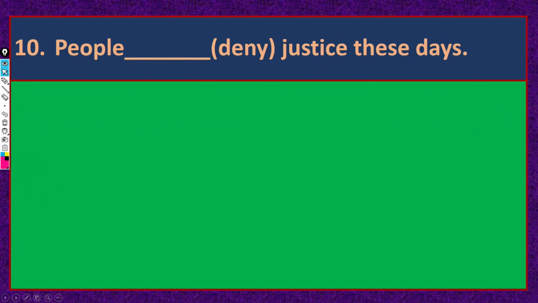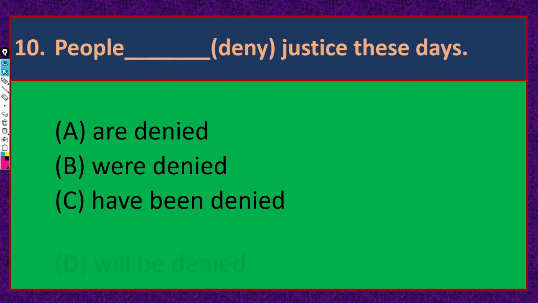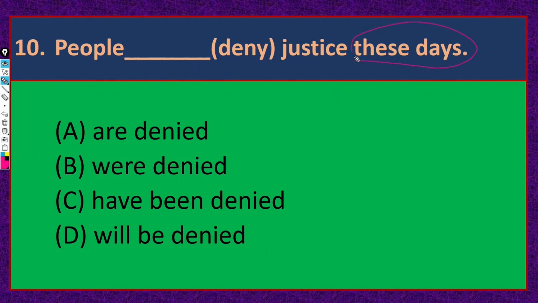Let us go to the next question. Question 10, people dash justice these days, right. Option A are denied, option B were denied, option C have been denied, option D will be denied. And look at the adverbial, "these days", right. This will determine the form, so present form actually. So, I think the right answer is "are denied". So, people are denied justice these days. This is the right answer. Option A is the correct option, right.